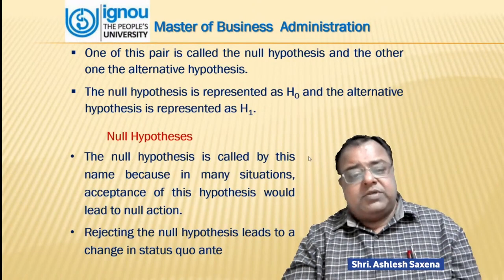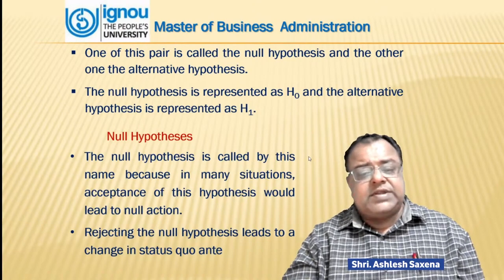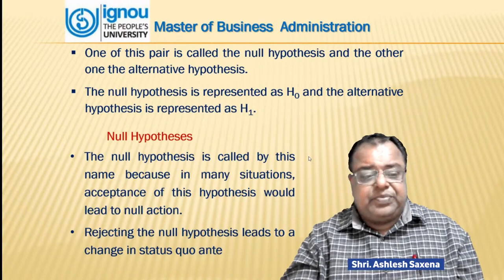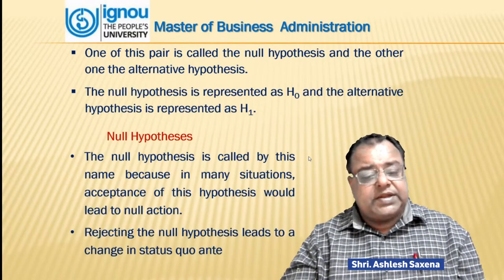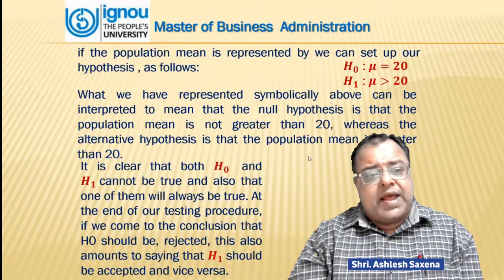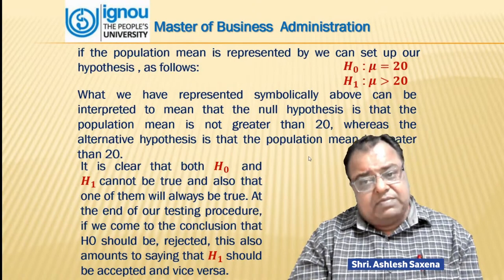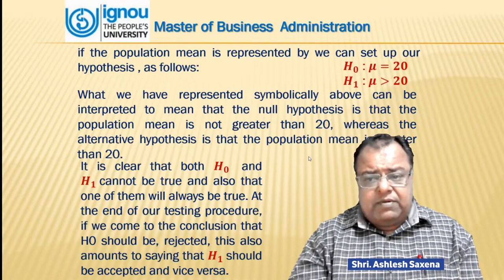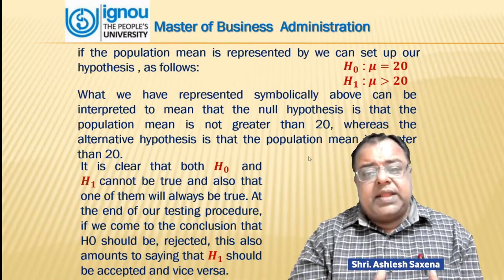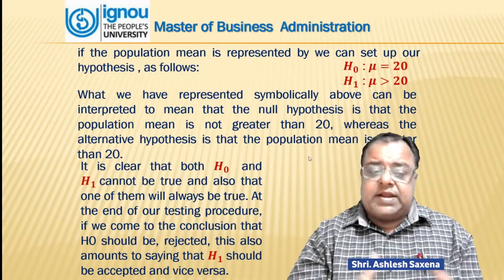Now, what is meant by null hypothesis? A null hypothesis is called by this name because in many situations, acceptance of this hypothesis would lead to null action. Rejecting the null hypothesis leads to a change in status quo. If the population mean is represented by mu, we can set up our hypothesis as H0: mu is equal to 20, and the alternative can be shown by H1: mu greater than 20. What we have represented symbolically above can be interpreted to mean that the null hypothesis is that the population mean is not greater than 20, whereas the alternative hypothesis is that the population mean is greater than 20.